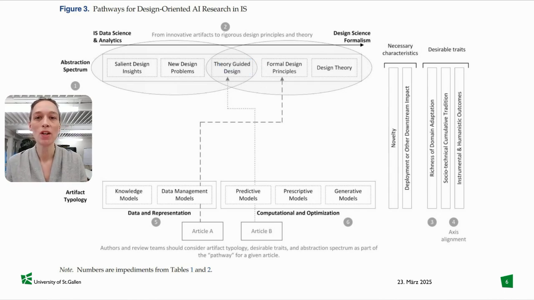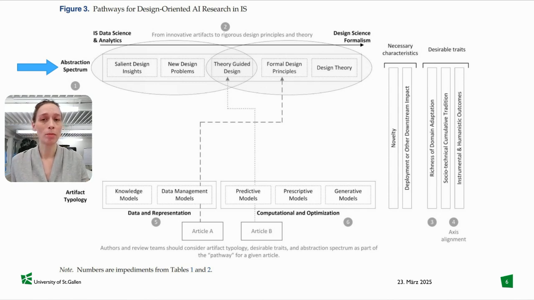So at the top, you see this scale, basically the abstraction spectrum, which goes from left, which is not very abstract, to the right side, which is very abstract. So the most abstract is design theory itself. And on the left hand, the salient design insights. This means more like the insights about particular features of your tool or solution or model.